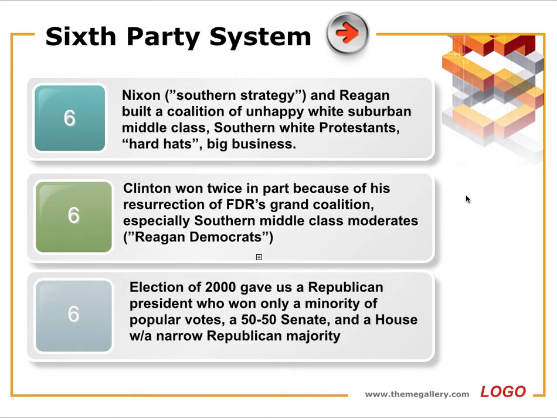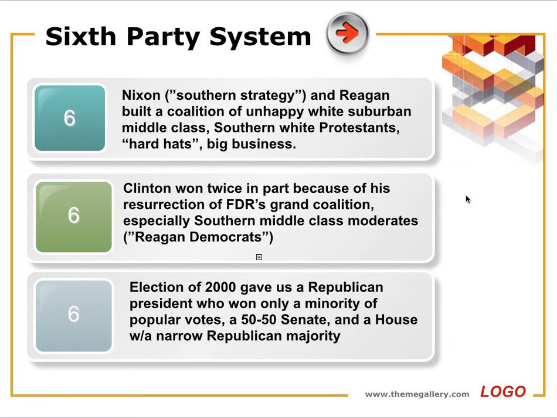Now, in addition to that, what has spurred on some of these changes is that Republicans, in seeing that they were more of a suburban party and wanting to grow, began to focus on the South. Nixon had a Southern strategy. Reagan in the 1980s built a coalition of unhappy white suburban middle class, Southern white Protestants, hard hats, big business, etc., to become successful. Clinton, in a way, resurrected the FDR coalition in the 90s, because he especially brought Southern middle class moderates back into the fold, these Reagan Democrats, who had strayed from the party. But they're pretty much gone. They've moved back over to the Republican Party.